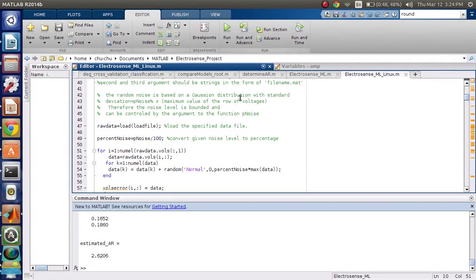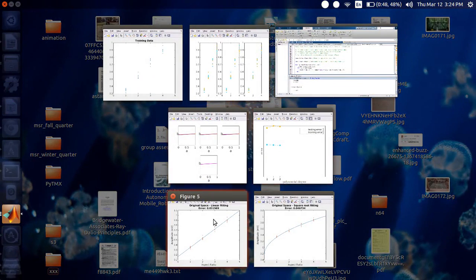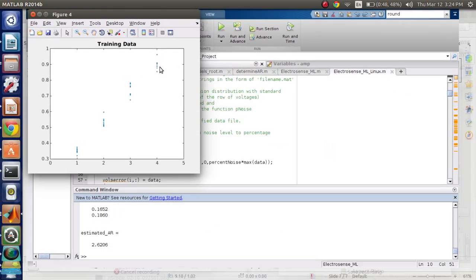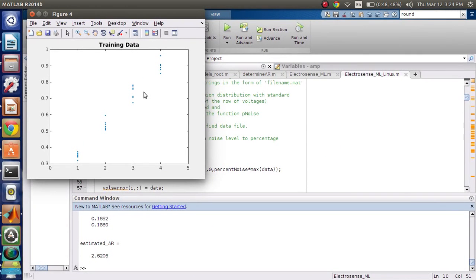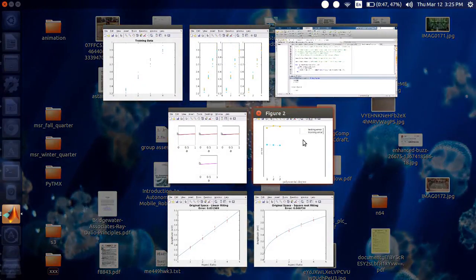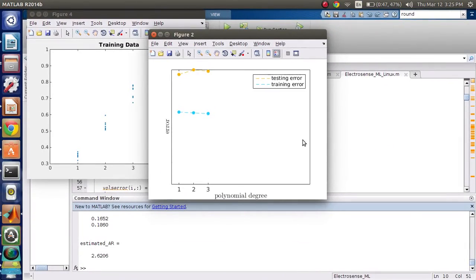We used least squares regression to fit the amplitude versus the aspect ratios, as you can see here in figure 4. Based on the training data, we suspected that the model would be linear and tried to verify this using cross-validation. We used cross-validation to select the best degree of polynomials out of degrees 1, 2, and 3. From figure 2, you can see that the first degree polynomial performed best.